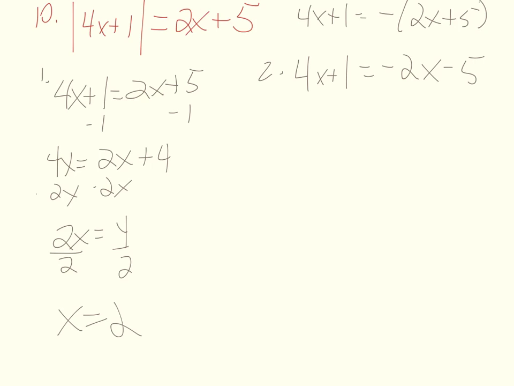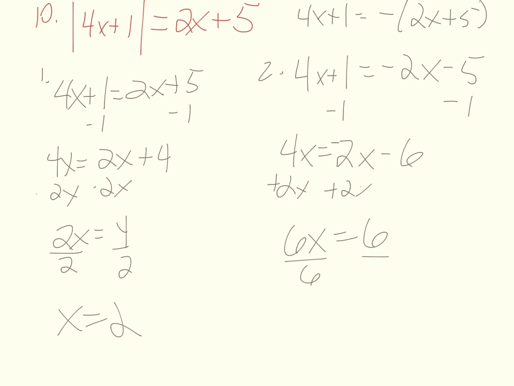All right, so now same thing. We'll start off the same way for the second one. Subtract 1. 4x equals negative 2x minus 6. Now we're adding 2x. 6x equals negative 6. Divide by 6. Another answer could be x equals negative 1, right? Did I mess up? Did I drop a sign? Yeah, I dropped my sign. Thank you.